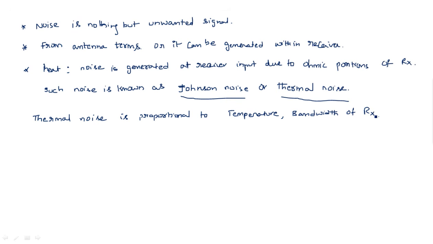Which is the deciding factor of the bandwidth for the receiver? That is nothing but the IF amplifier. So the IF amplifier is the main bandwidth deciding factor, which determines how much signal enters into the receiver and how much signal is eliminated from the receiver. That is completely dependent on the bandwidth of the IF amplifier. So the bandwidth of the IF amplifier is nothing but the bandwidth of the receiver.